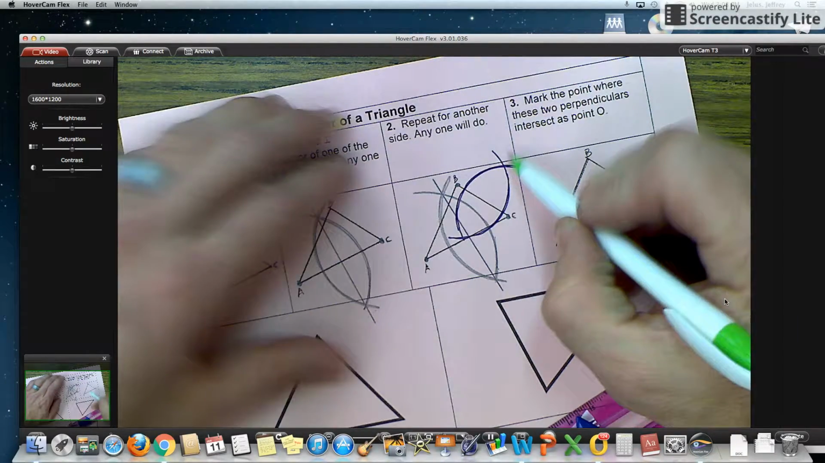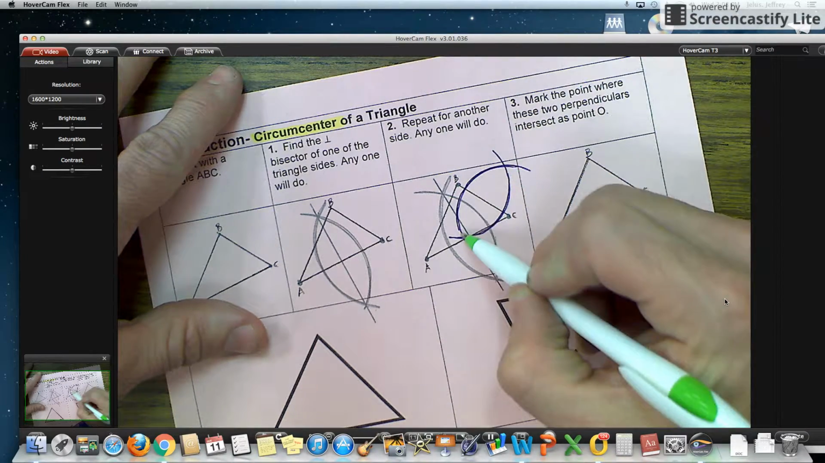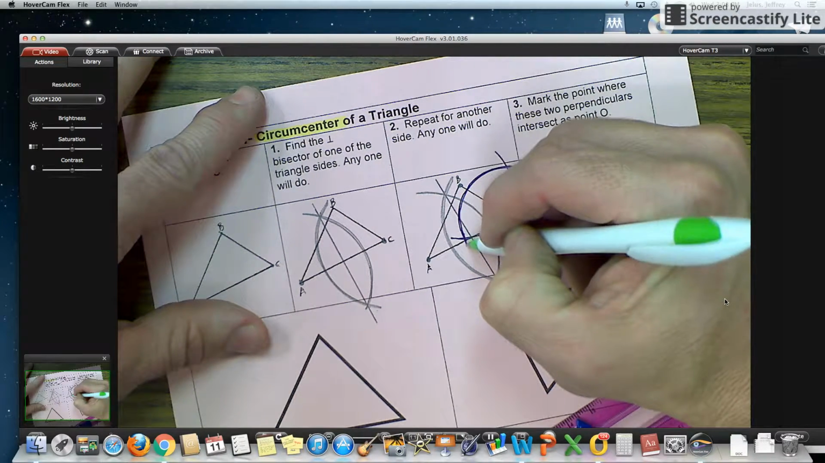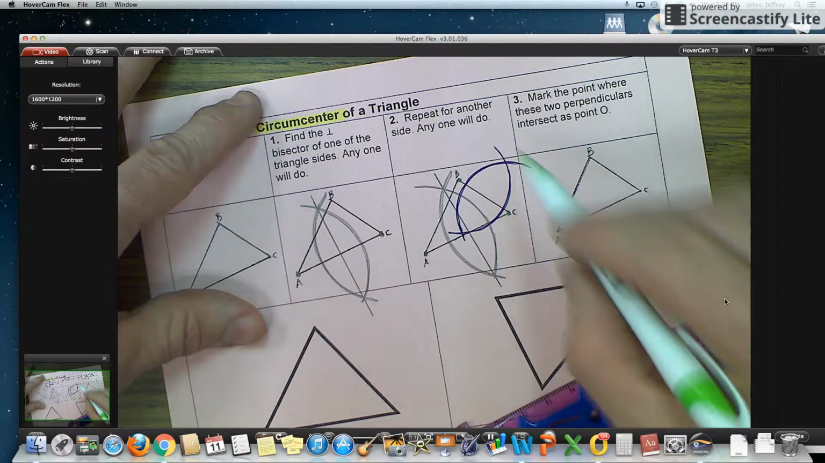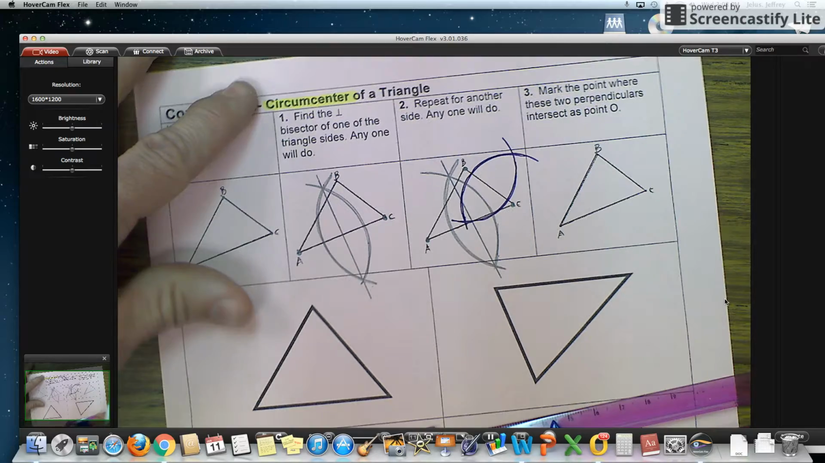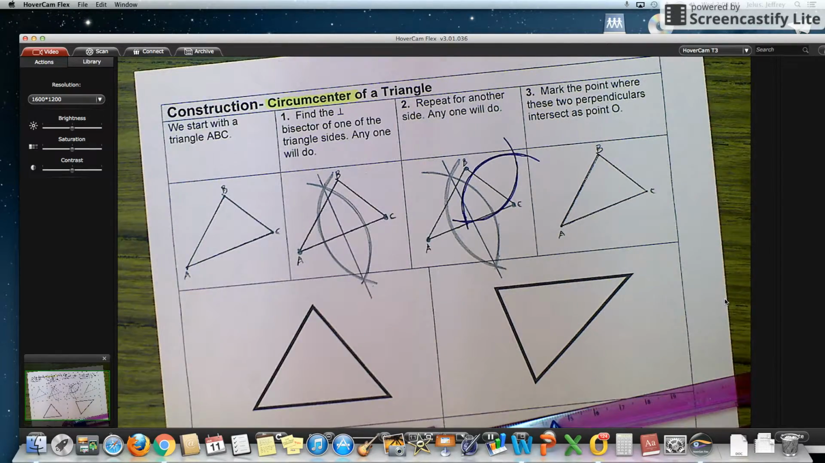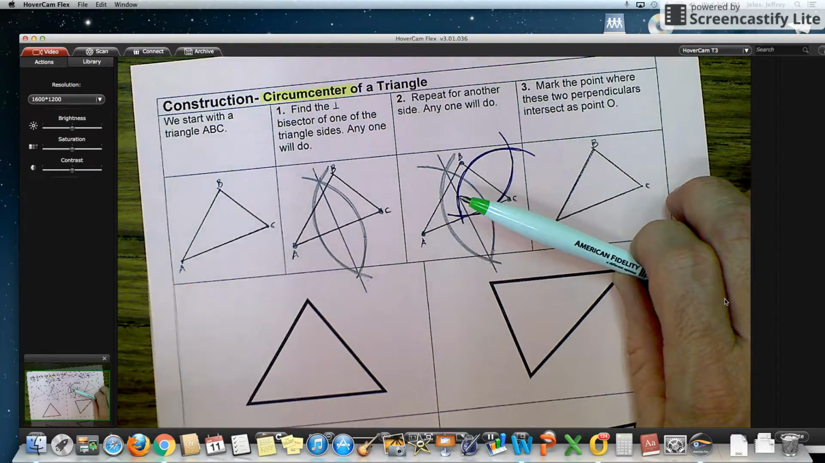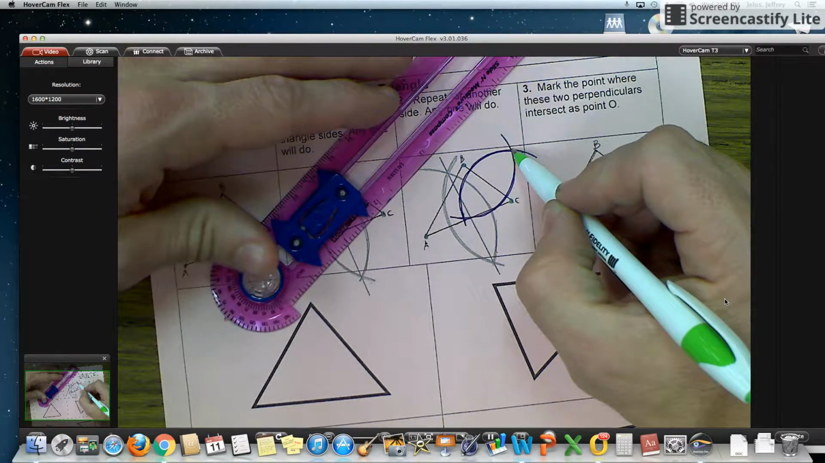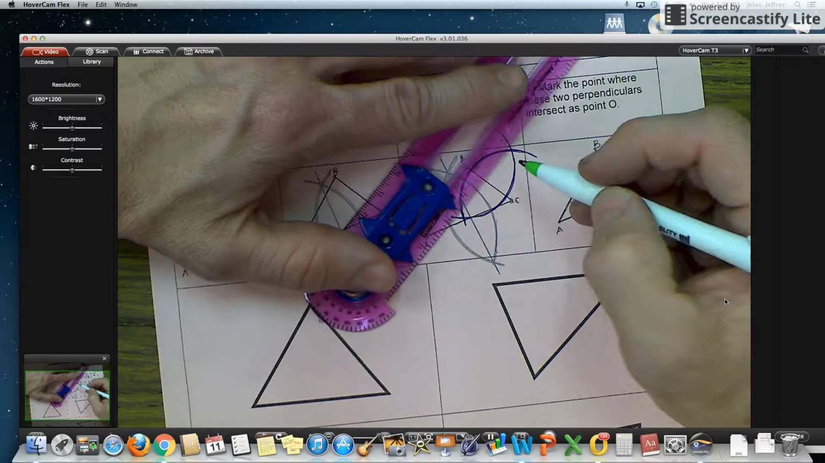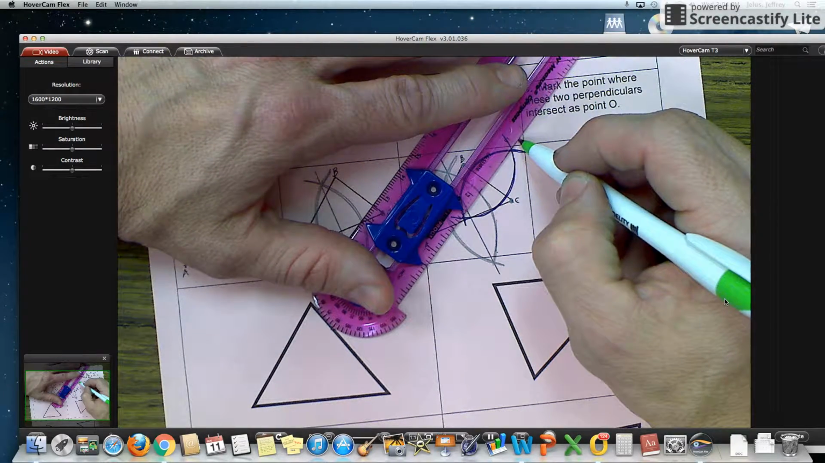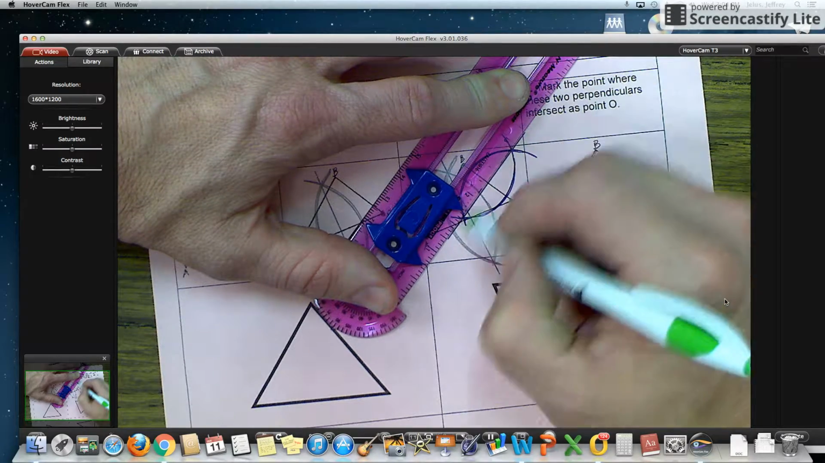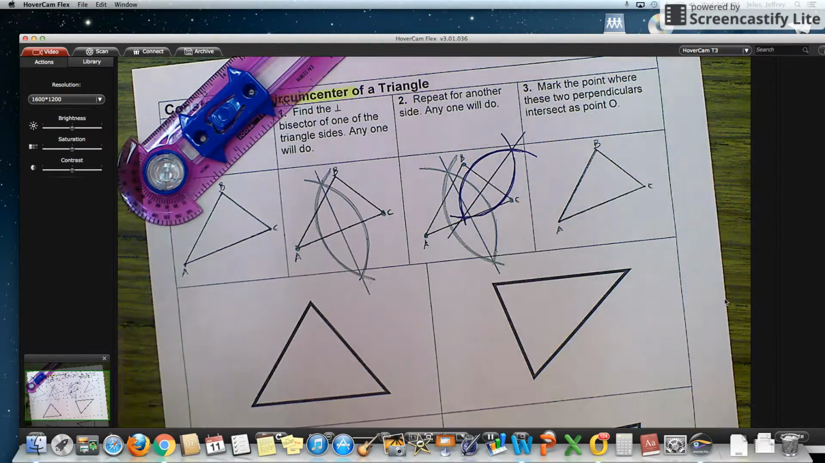Luckily, my arcs intersect here and here. If they didn't intersect, I would have to go back to the original point and add to the arc. And now I want to highlight, I didn't make my perpendicular bisector yet. So find the point where they intersect, find the point where it intersects, and draw my straight line. There's my line. There's my perpendicular bisector.